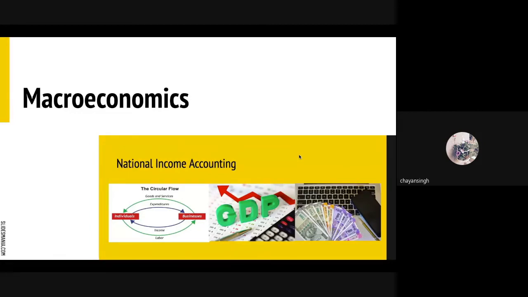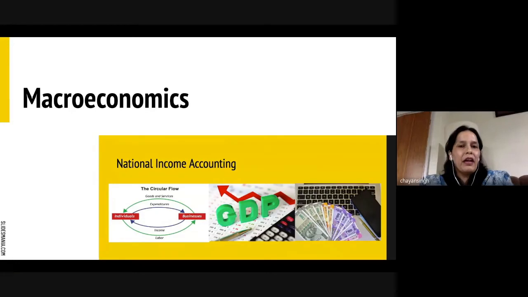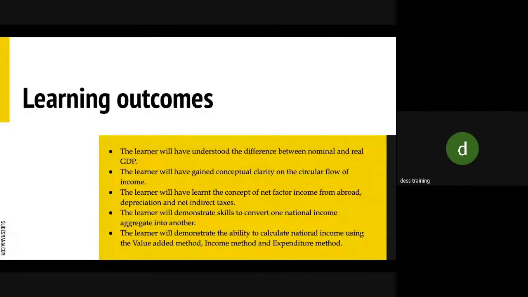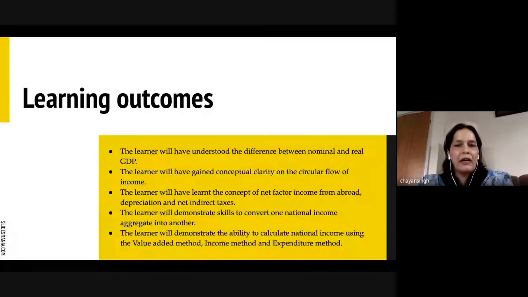Once we set out to teach them national income accounting, there are certain learning outcomes that we need to keep in mind, which I have listed for you. Some of these learning outcomes are that a learner should be able to understand the difference between nominal and real GDP at the end of the lesson. Also, the learner should have gained some clarity on what is meant by the circular flow of income and the different phases and stages that an economy goes through. Well, as economics teachers, you'll all realize how important the concepts of net factor income from abroad, depreciation, and net indirect taxes are. They're in fact absolutely crucial to the entire exercise of calculating national income.